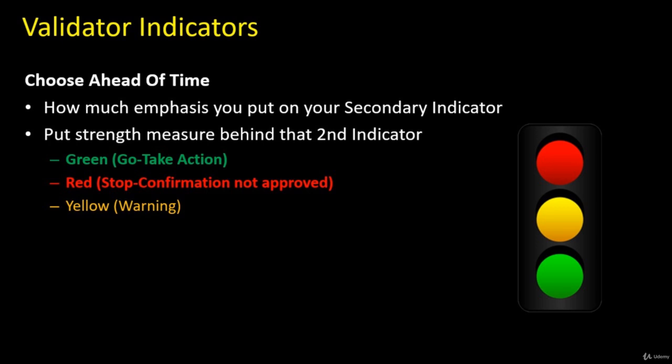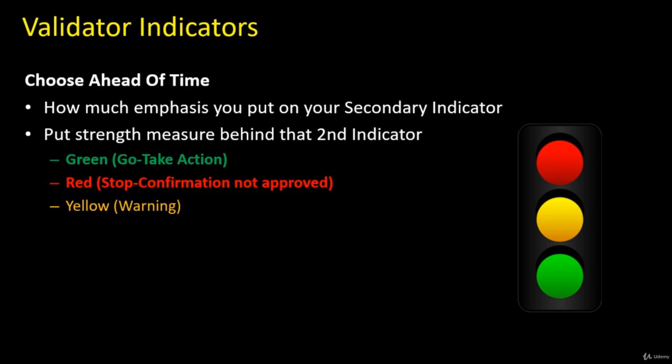And you could put a strength measure behind that secondary indicator. Here's a simple one. If the validator indicator says yes, it confirms it fully, it's a go, take action. Or it could be a hard stop. If it says no, the confirmation's not approved, I'm not trading at all because I need to have that confirmation. A yellow might be a warning sign. It might be close but not fully there. Maybe that secondary indicator is giving some signals, let's say a buy signal, but you're still not fully comfortable with it.